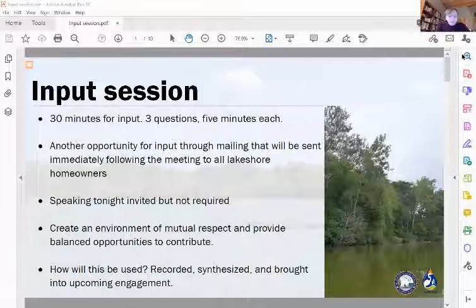Lastly, before we get started, the meeting will be recorded. All of the verbal comments, along with those written down, will be captured, and input from tonight and the follow-up mailing will be synthesized and brought into our future engagement sessions. So with that, let's get started. I'll go to the first question.